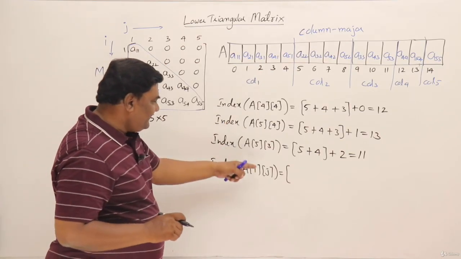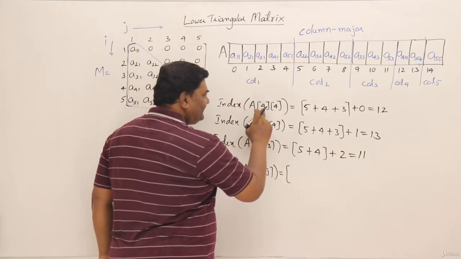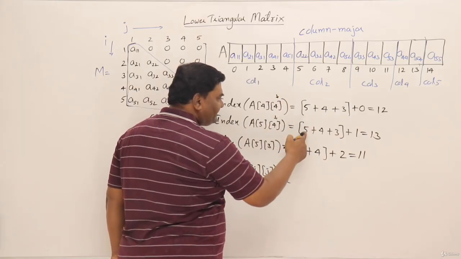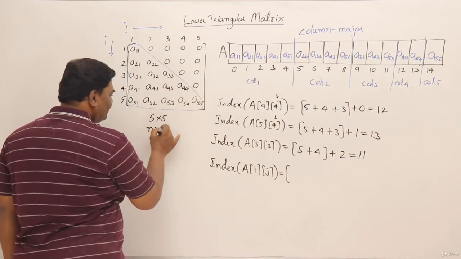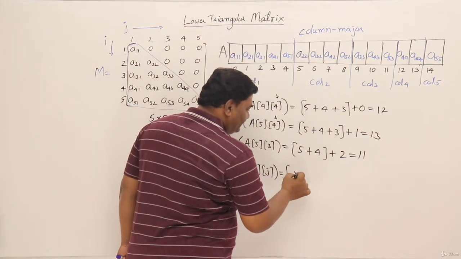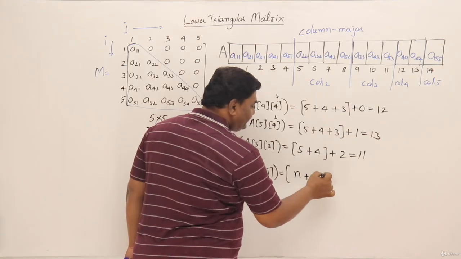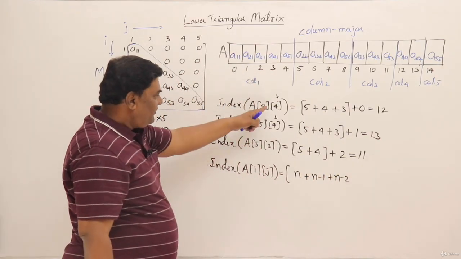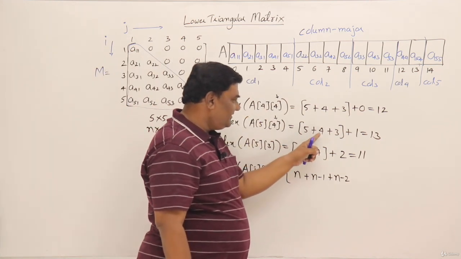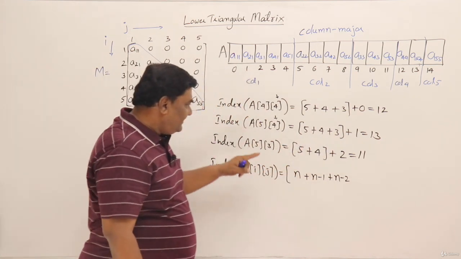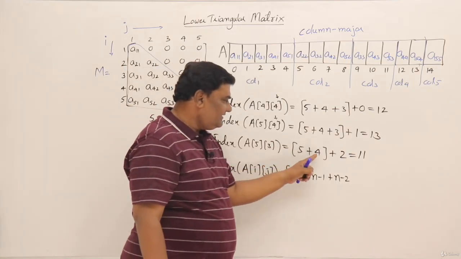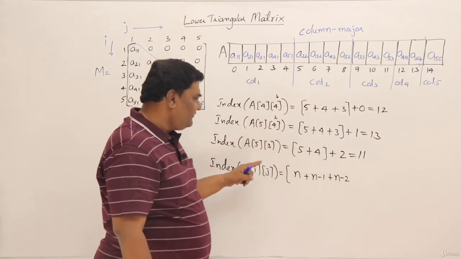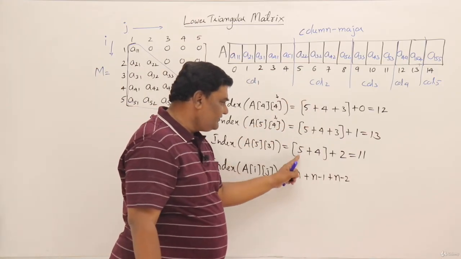So I will try to observe these values and write them down. If, for example, I take this one, the column number was 4 and here also the column number was 4. So this is 5. 5 is nothing but n cross n. So first one is n, then plus n minus 1, then plus n minus 2. For 4, this was n, then n minus 1, then n minus 2. Then for 3, how much is it? n, then n minus 1 only.